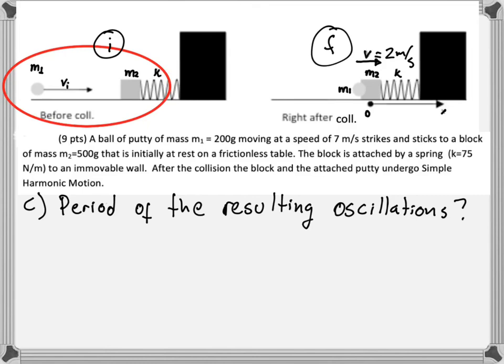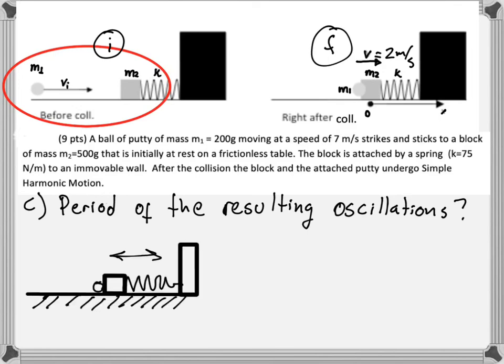What is the period of the resulting oscillations? So this one's easier than the previous ones. It's just applying a formula for harmonic oscillator. So we know that the block putty system is going to be doing harmonic oscillations about the equilibrium position. And those oscillations have an angular frequency omega of square root of k over m. And we had already found how much was the omega, 10.35 radians per second.